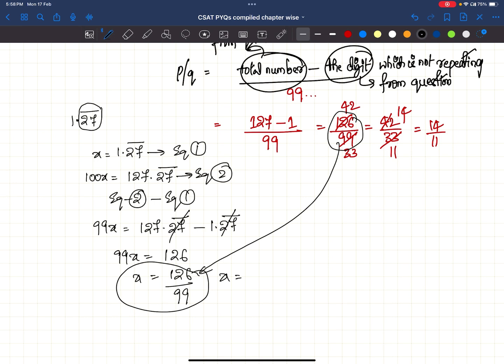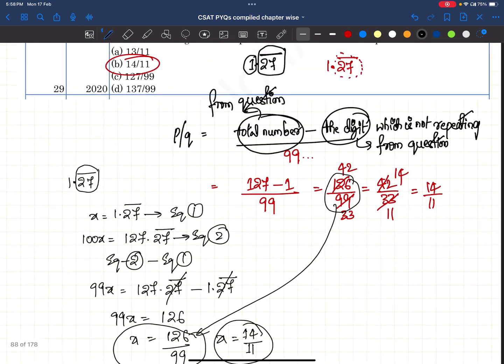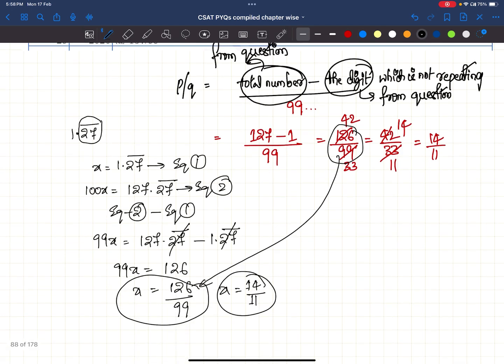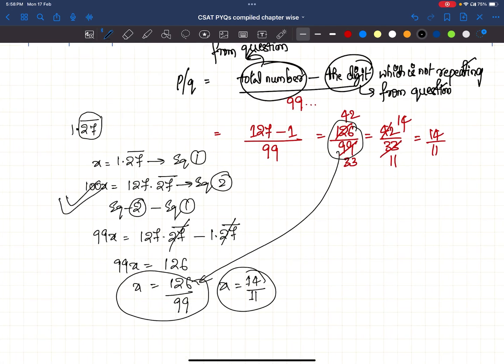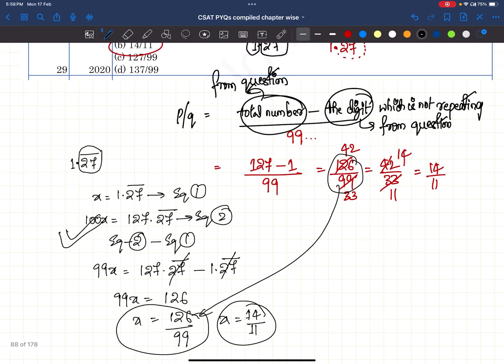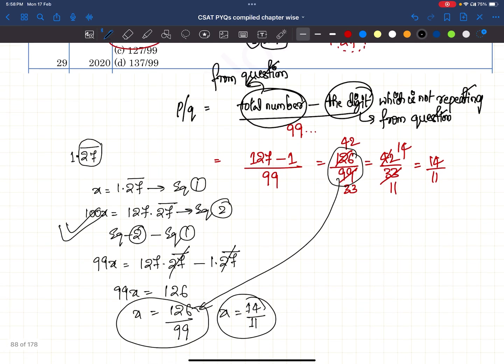That means after simplifying, we get 14 by 11. See, it is better to remember the formula as well, and also we can do this by the conventional method, because every time UPSC may not ask such simple recurring decimal representations, right? Sometimes remembering the formula is very helpful, but this sort of conventional method is also very useful.